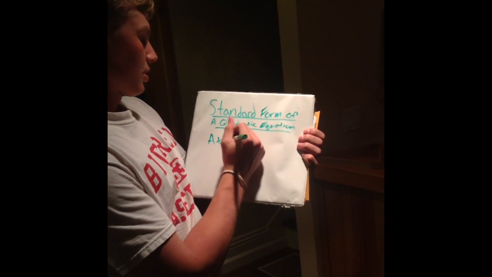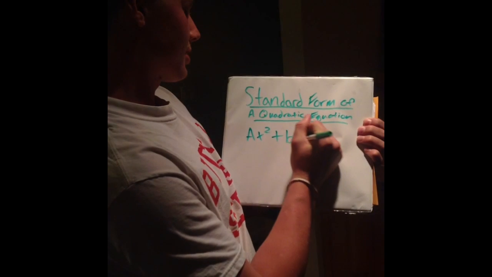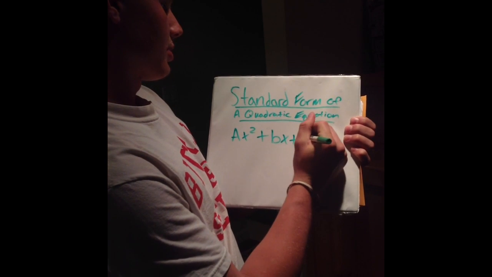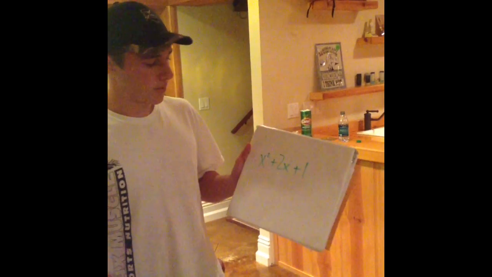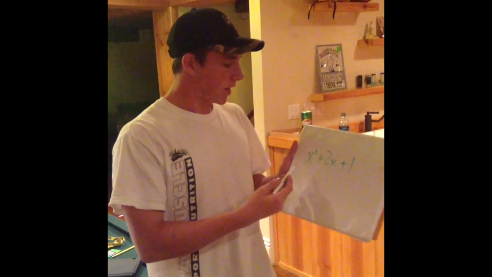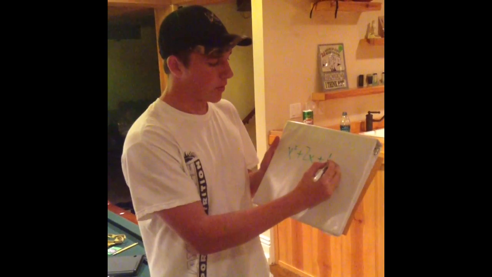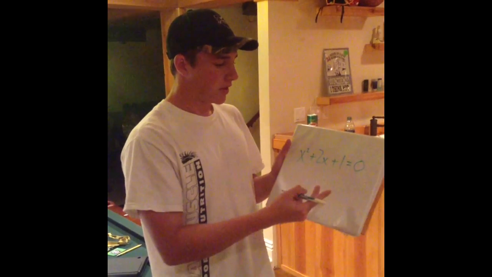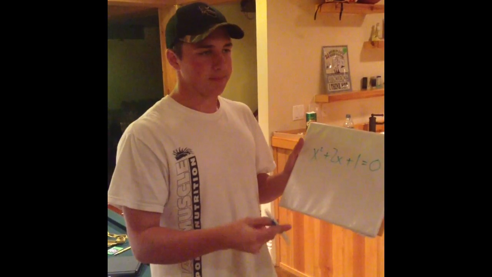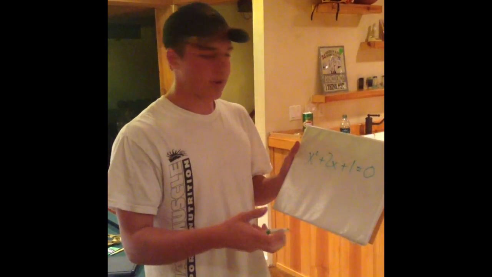The standard form for a quadratic equation is ax squared plus bx plus c is all equal to 0. The reason we set a quadratic equation equal to 0 is so that we can solve for x and find out where the parabola crosses the x-axis, if it crosses the x-axis.